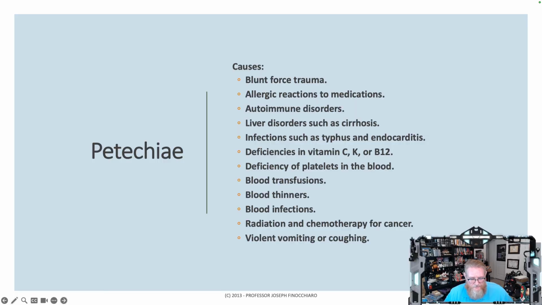Another one that's over here that you'll read about in the embalming book is petechia of the eyes, which is usually a result of asphyxiation. That is also another common one.